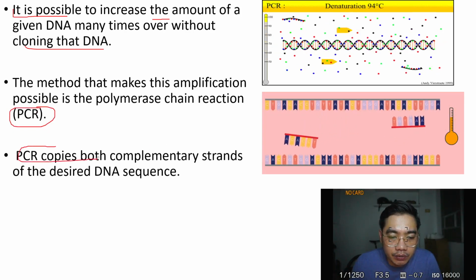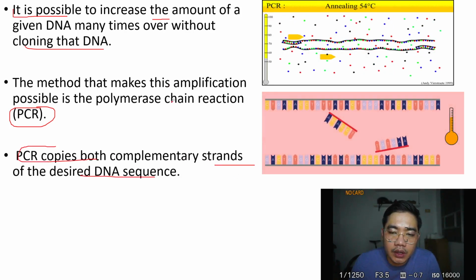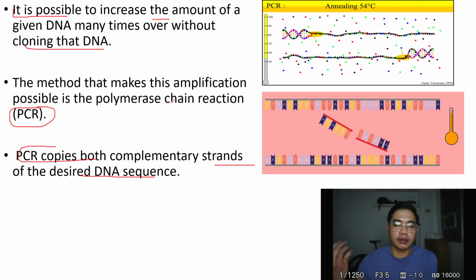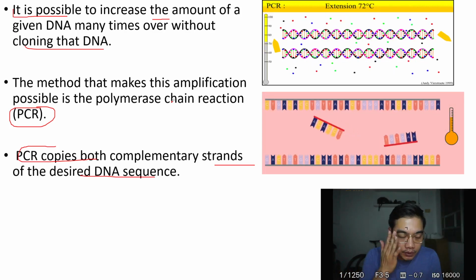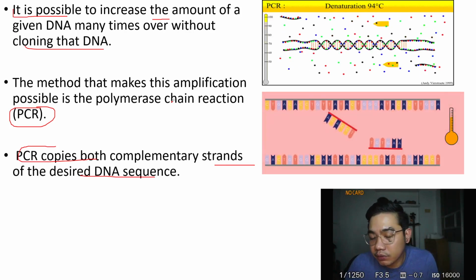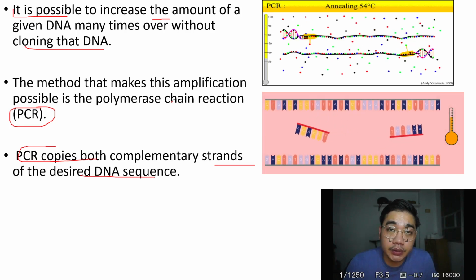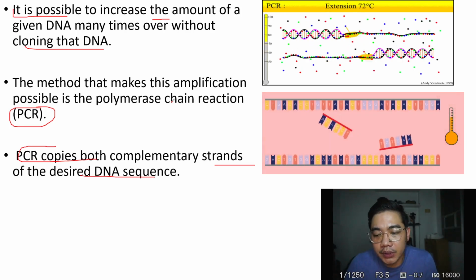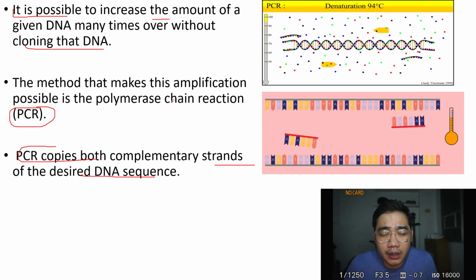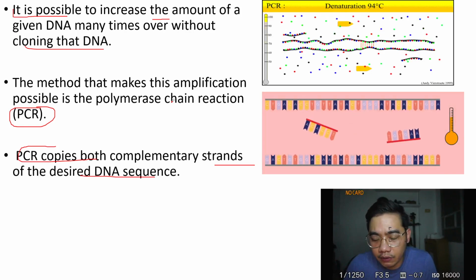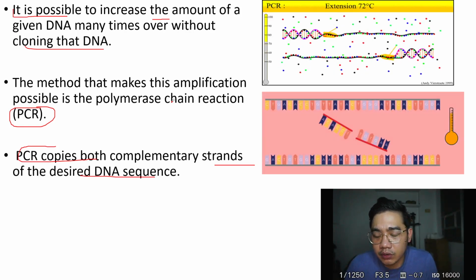PCR copies both complementary strands of the desired DNA sequence. PCR became popular because of the advent of COVID. Remember that it's really hard to detect viruses. For the most part, if you ever had a viral infection in your life, most probably we didn't detect the virus directly. We used, like in dengue, antibodies you developed against those viruses, or sometimes we just used our clinical eye.